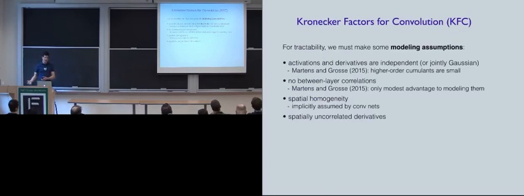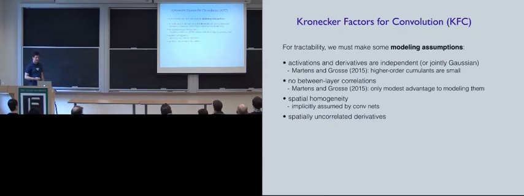We have to assume that the activations and the derivatives are either independent or jointly Gaussian. This is the same assumption we made in the fully connected case. We also assume no between-layer correlations, just like the fully connected case. But the other two assumptions are new. We assume spatial homogeneity, so we assume that the statistics of the activations and of the derivatives are the same everywhere in an image. That seems kind of reasonable. It's basically the assumption we make when we decide to use convolution and share the weights between all image locations.